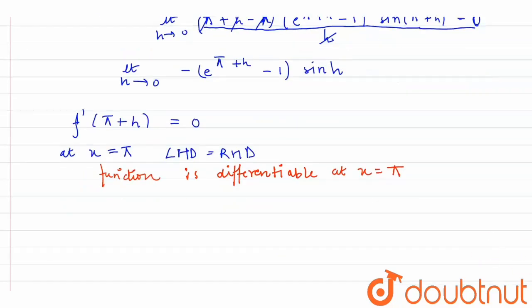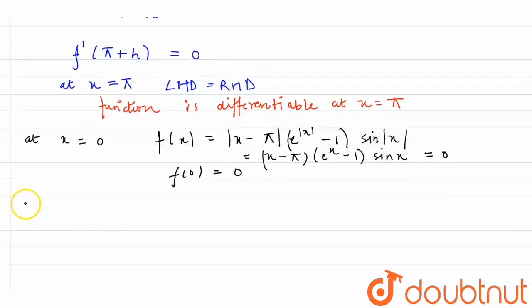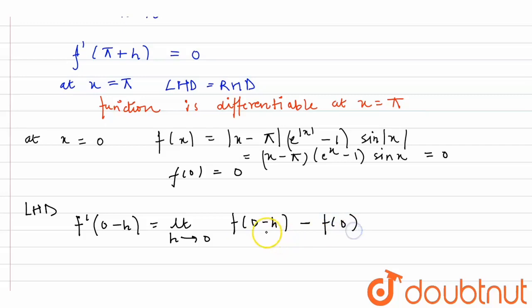Now we will check the differentiability at x is equals to 0. So firstly f(x) is mod of x minus pi, e to the power mod x minus 1, into sine mod x. So x minus pi, e to the power x minus 1, into sine x. So when we put x is equals to 0, we get 0. So f(0) is equals to 0. Now calculating the LHD, we will calculate it at f dash 0 minus h. So this will give us limit h tends to 0, f of 0 minus h minus f of 0 upon h.